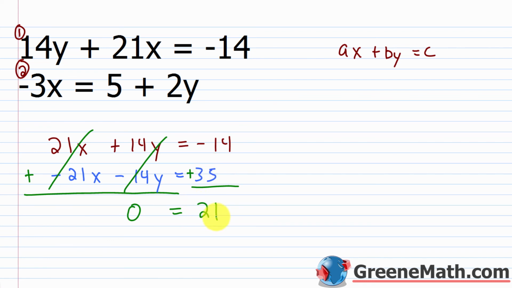Negative 14 plus 35 is going to give me 21. So, is this a nonsensical statement? 0 equals 21. Yes, it is. It's obviously not true. So this is the case where we have two parallel lines, so there's no solution. And if you want to prove this to yourself, go ahead and pause the video, solve each equation for y. You're going to find that you have the same slope and different y-intercepts in each case, right? So they're parallel lines.